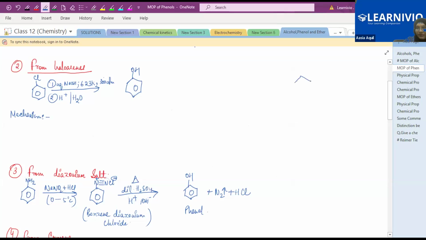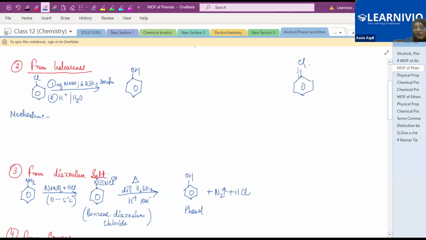Why is it not possible? See, this is a haloarene. This chlorine is attached to this benzene ring. Chlorine basically shares its electron with the benzene ring. Due to that, the electron density increases on the benzene ring, and this halogen atom is involved in resonance with this benzene ring.